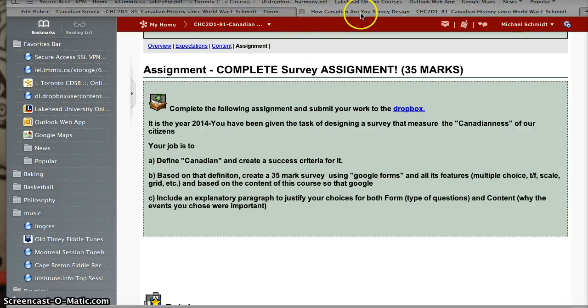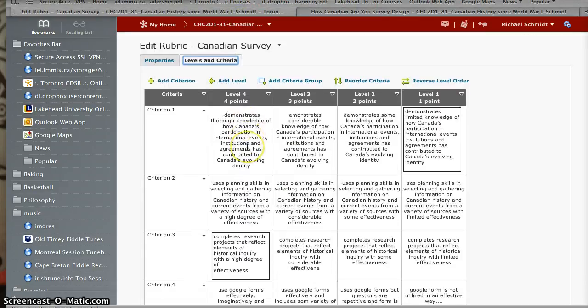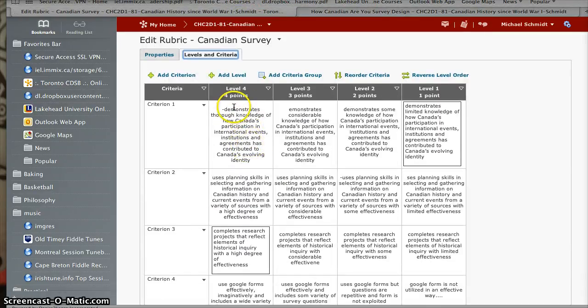And I think the rubric, if you take a look at it, reflects that pretty well. It demonstrates thorough knowledge of how Canada's participating in international events, institutions, and agreements has contributed to Canada's evolving identity. So there's a historical component. Use planning skills in selecting and gathering information on Canadian history and current events. Key words here: current events.